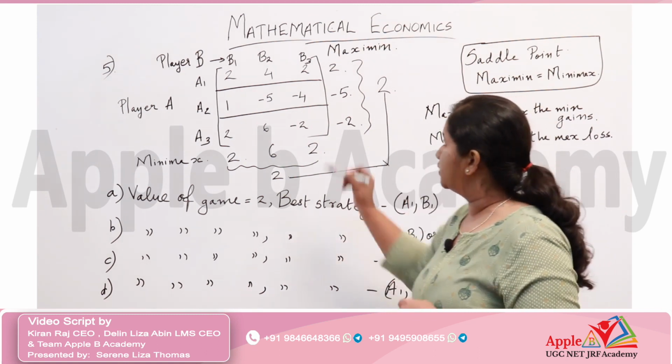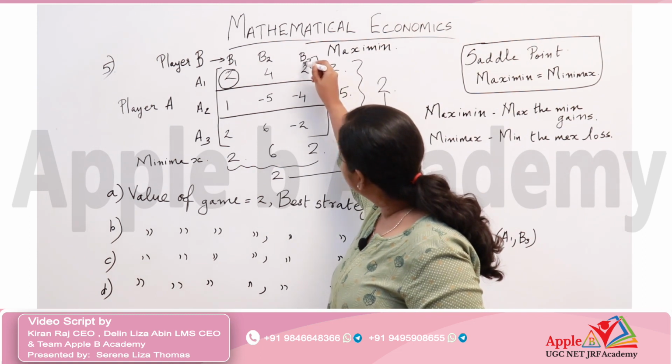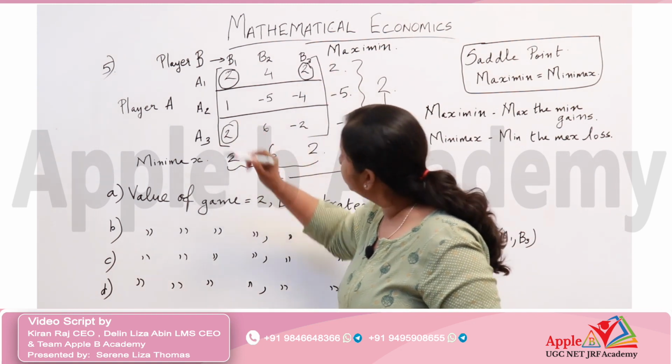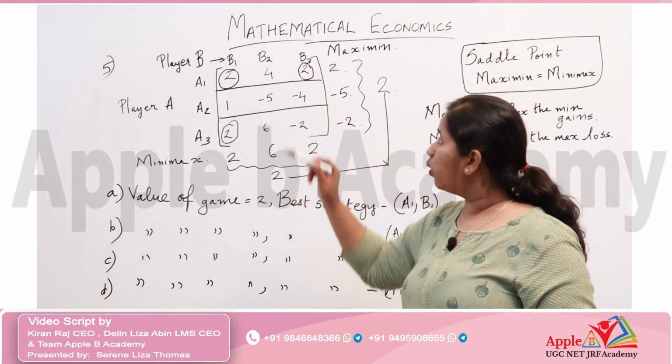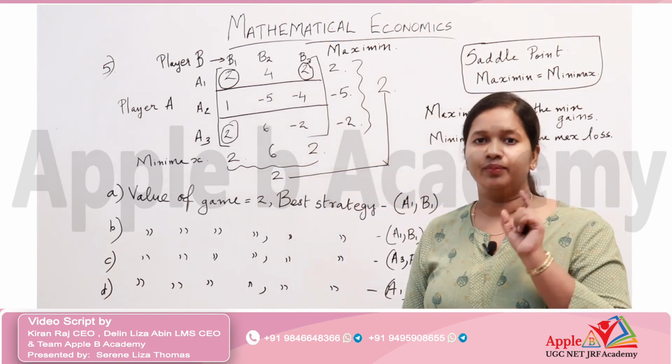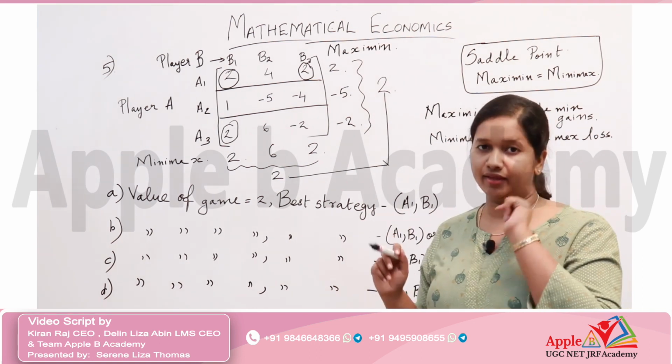Now, look at the matrix. We have 3 values which denote 2. So, all these are considered as the best strategies for player A and B.